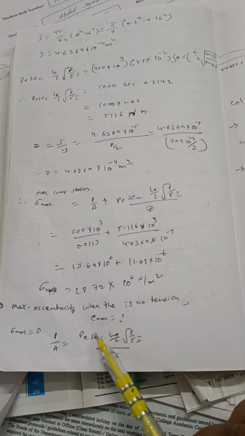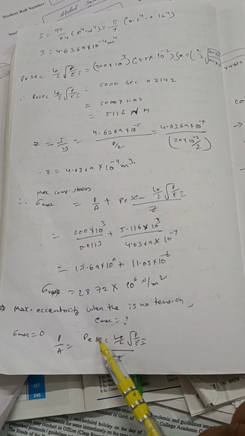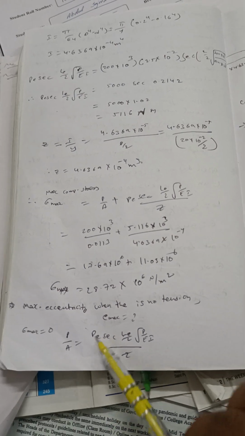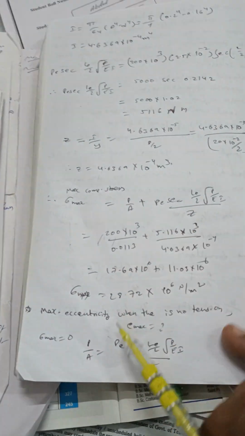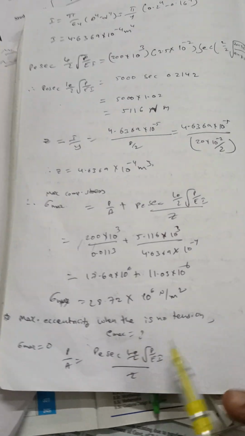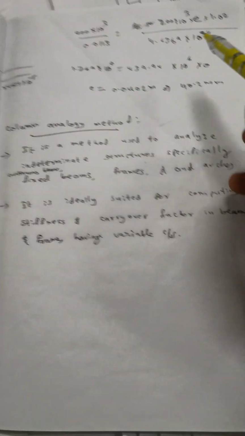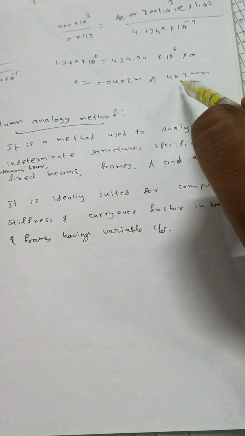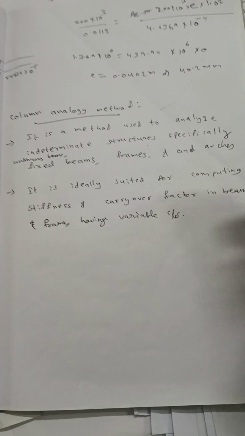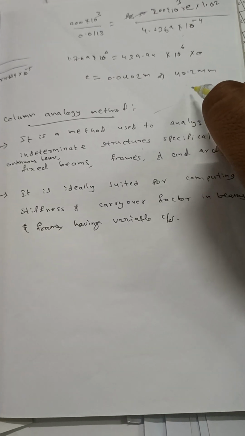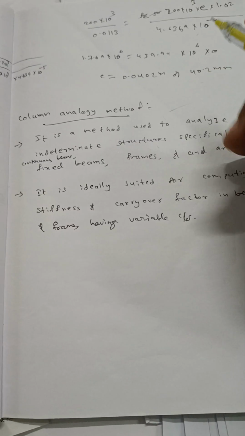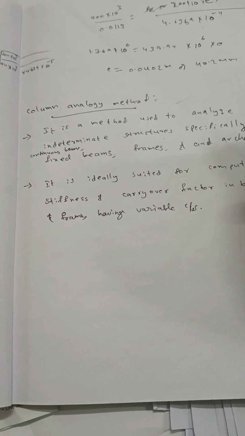Here we don't know the E value. Here E we need to find. This E is not the 2.5 centimeter E. This E we need to find when there is no tension. So when you substitute all the values here, E is unknown, and you can find E in this way, 40.2 mm. So when eccentricity is 40.2 mm, then there is no tension. That is the meaning.